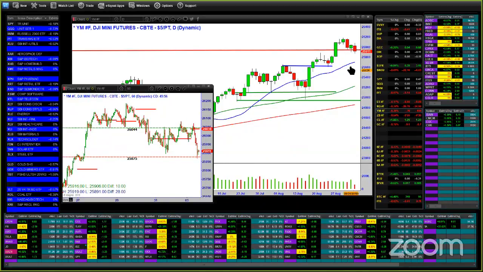The Dow, kind of like the S&P, is a little bit different. It broke the low. It's shown some relative weakness.